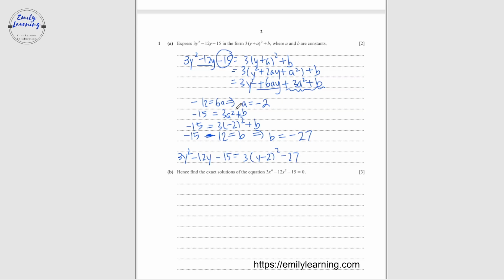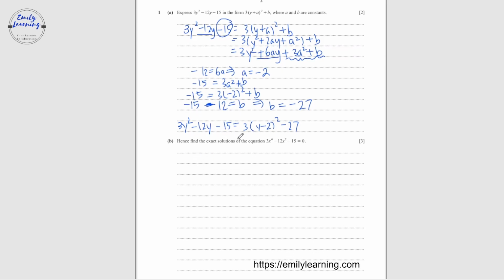Next, you're asked to find the exact solutions of the equation 3x to the power of 4 minus 12x squared minus 15 equals 0. We see the word hence. In other words, we need to make use of part A to solve part B. Okay, so let's take a look.